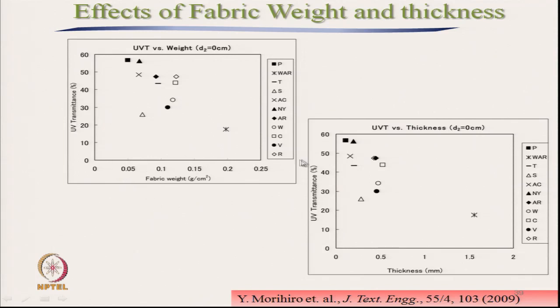On the x axis it is the fabric mass per unit area. So, as the mass per unit area of the fabric is low, there will be high transmission. High transmission means lower UPF value. Similarly, for thickness, lower thickness will have higher transmission value.